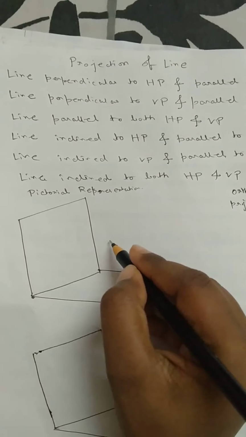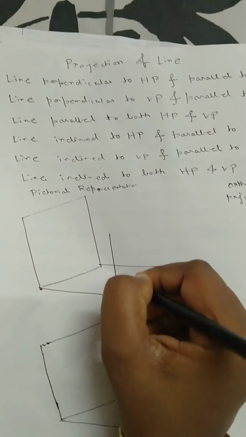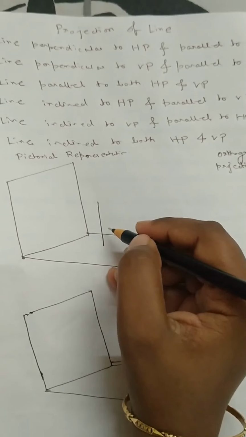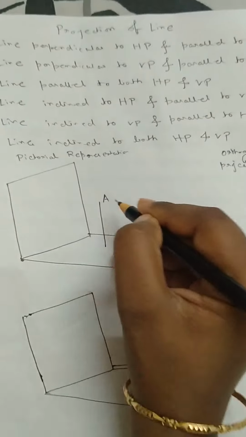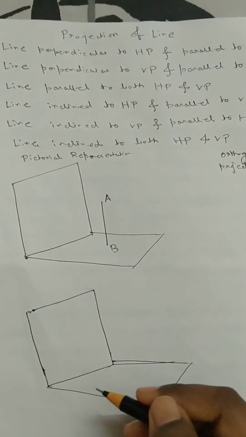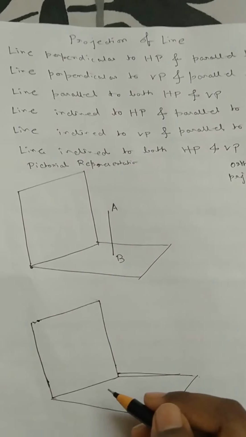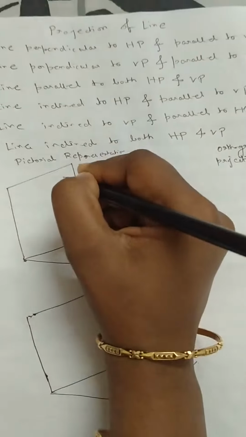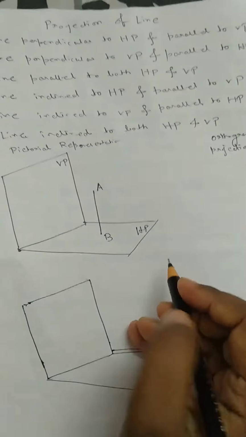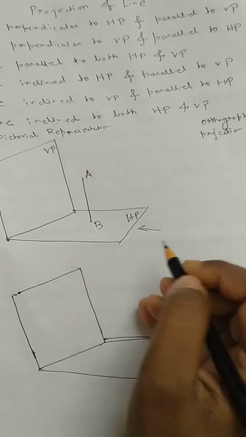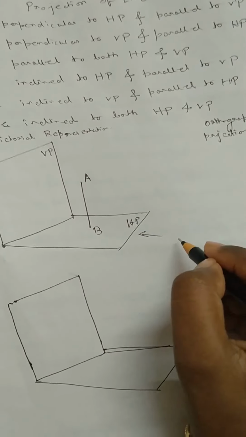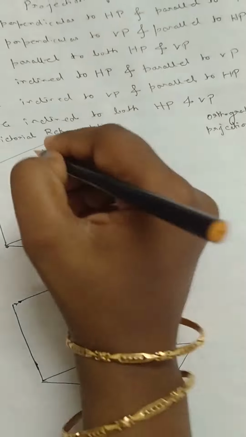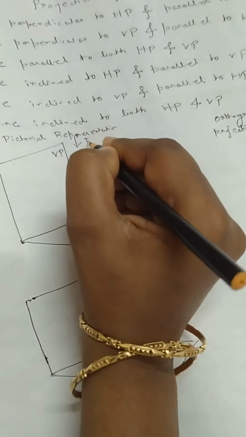So how will it be? It will look like this. Suppose the name of the line is AB. Now we will see this line. This is your HP and this is your VP. So now we are going to see this line from two different views. First one is your front view and another one is top view.